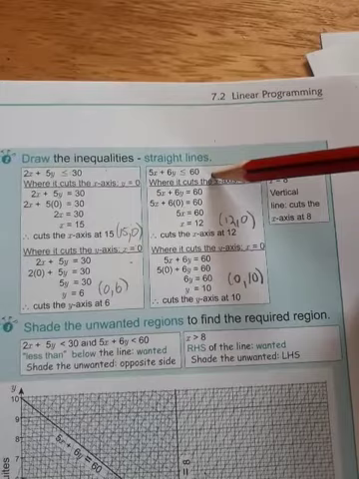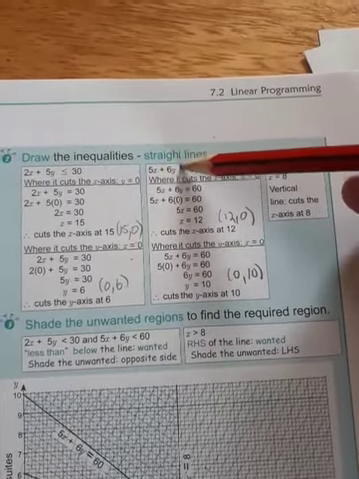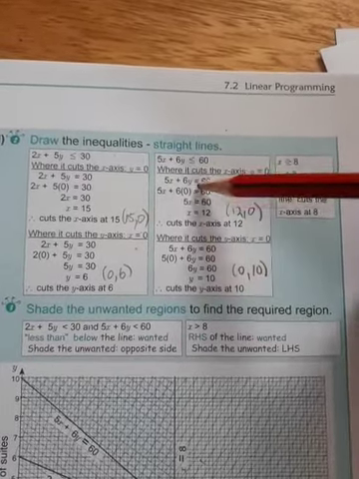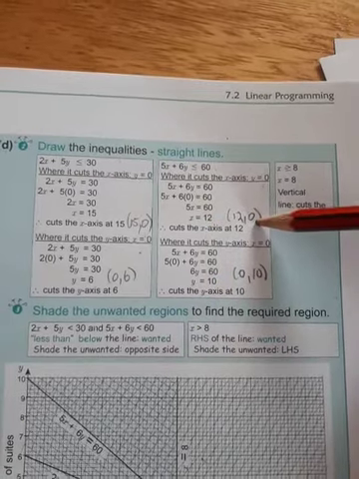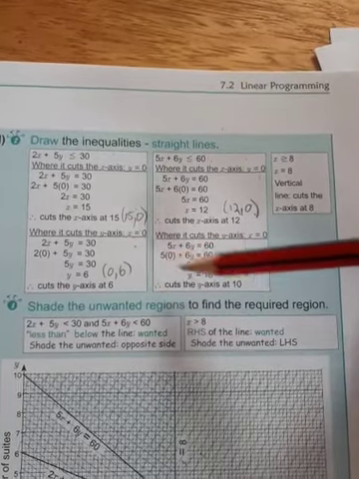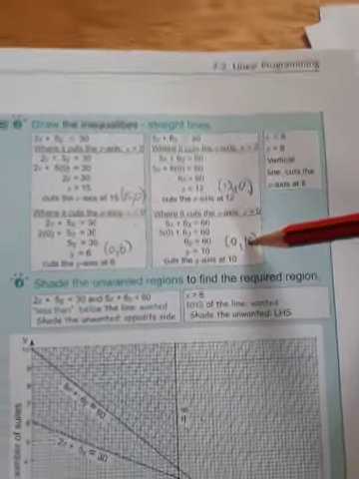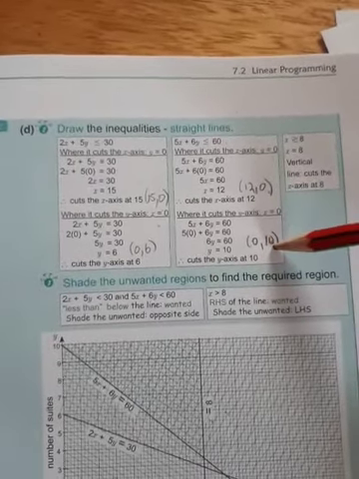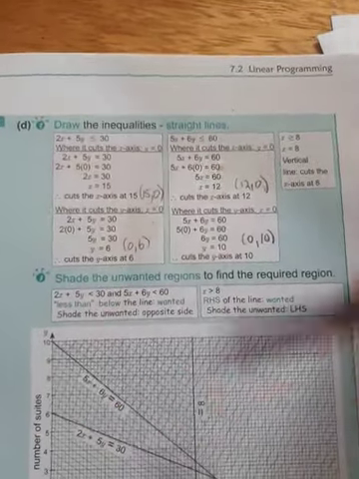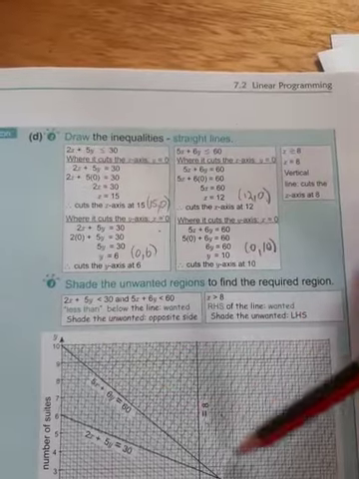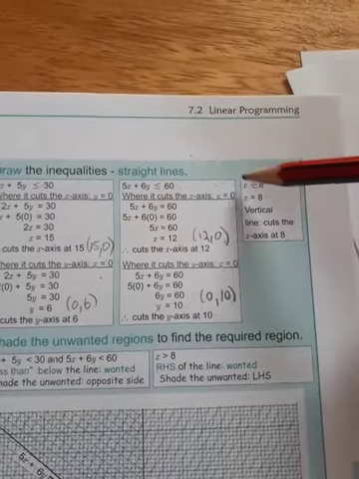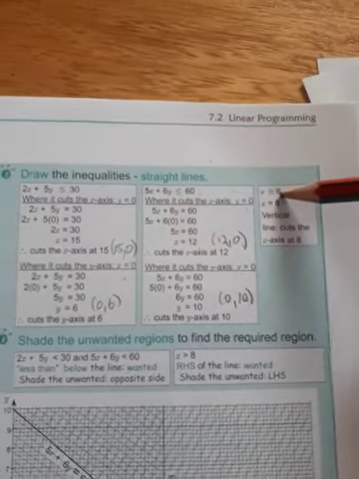Then for my second inequality, which is 5x plus 6y is less than or equal to 60, again, people, choose y to be 0, substitute that, calculate x, and find a coordinate, and then choose x to be 0, substitute that, and find the y value to find the second coordinate. For this one, again, we now have two coordinates. We plot them, and because it is less than or equal, we draw a solid line. And then lastly, my third inequality, x must be greater than or equal to 8.